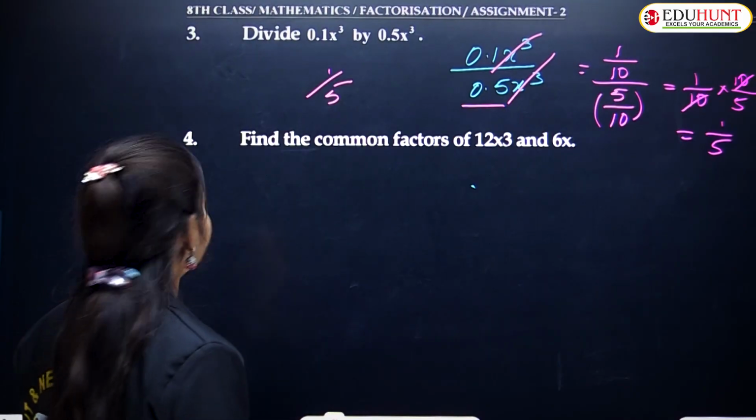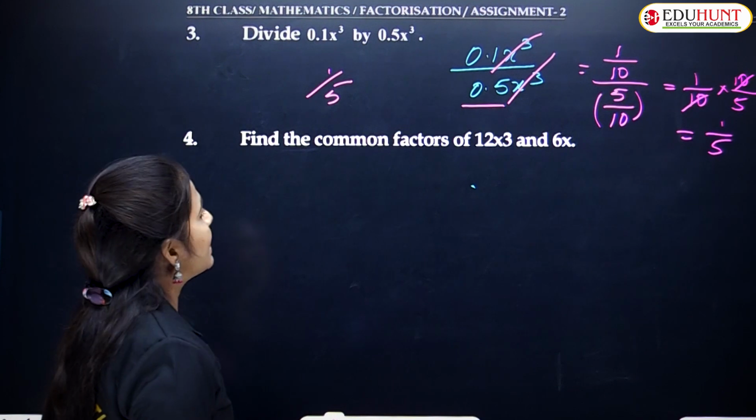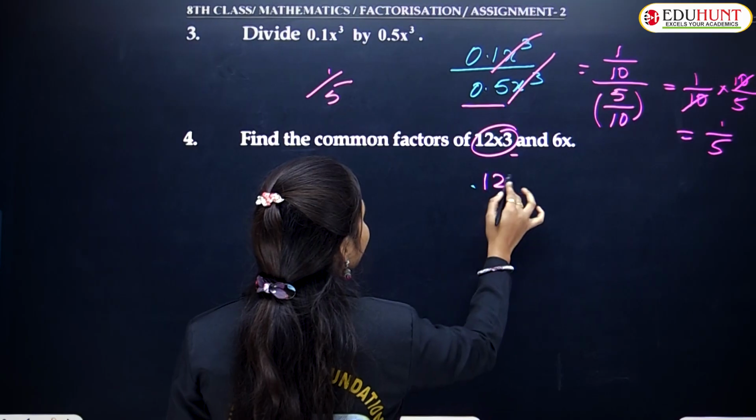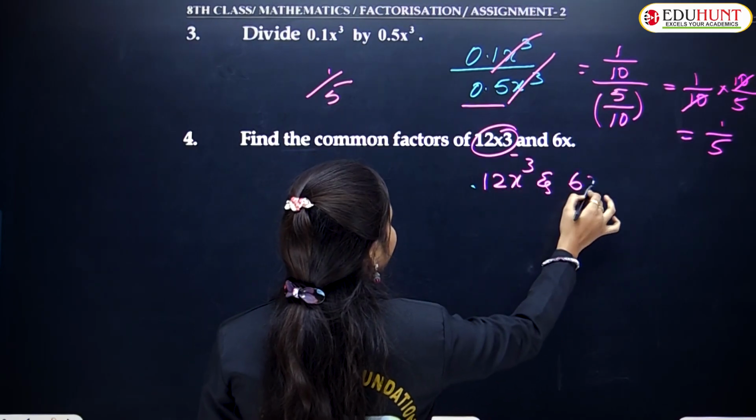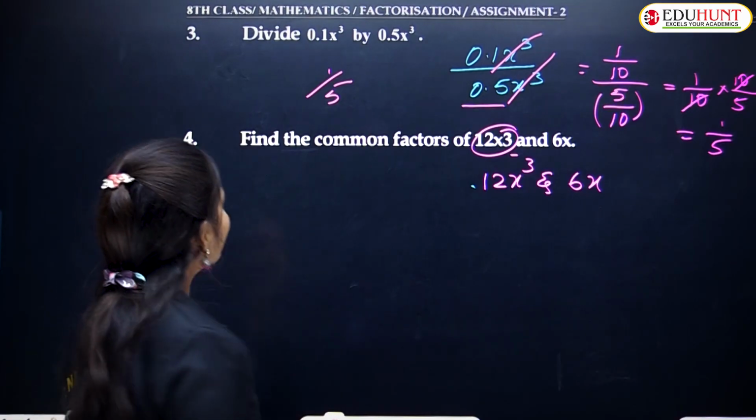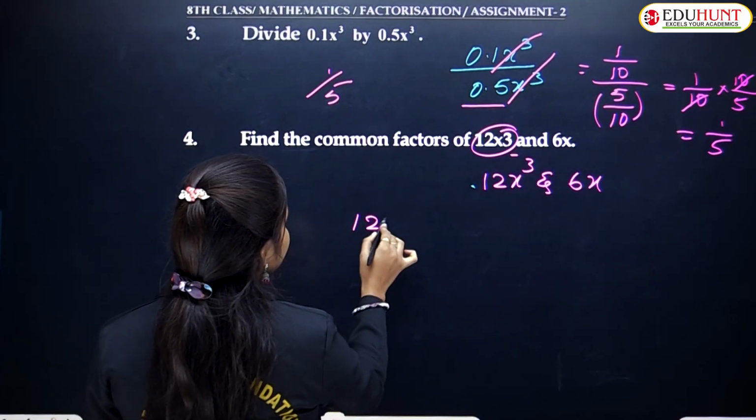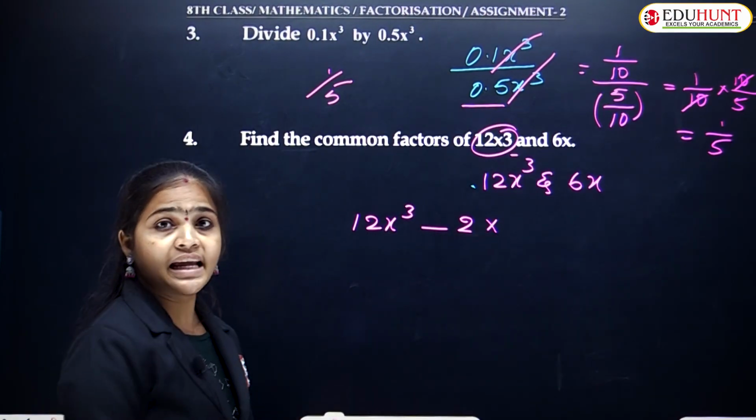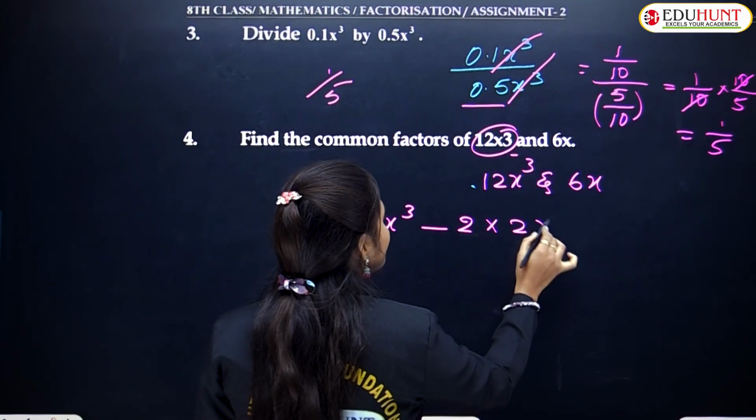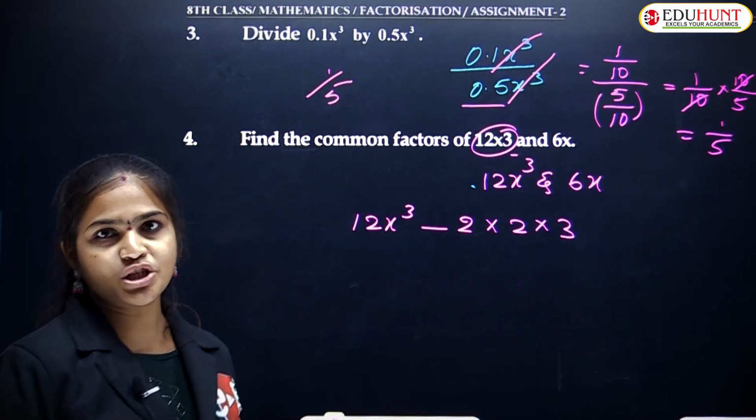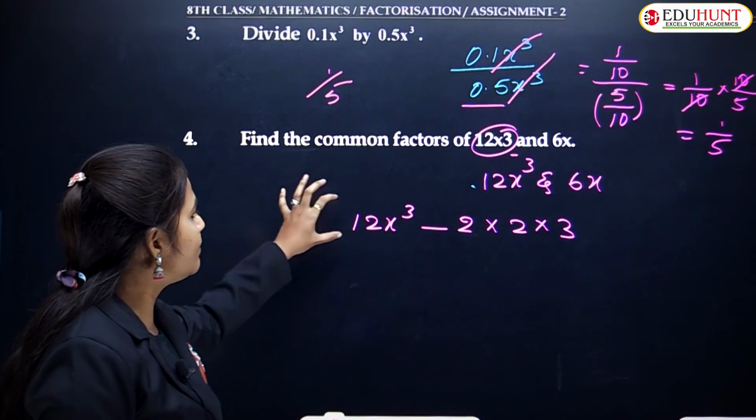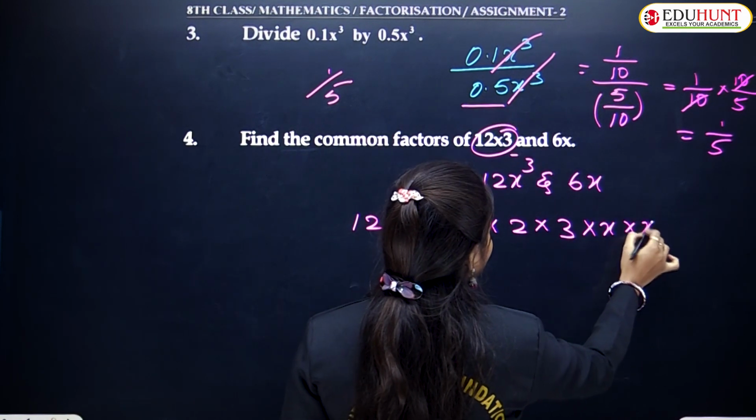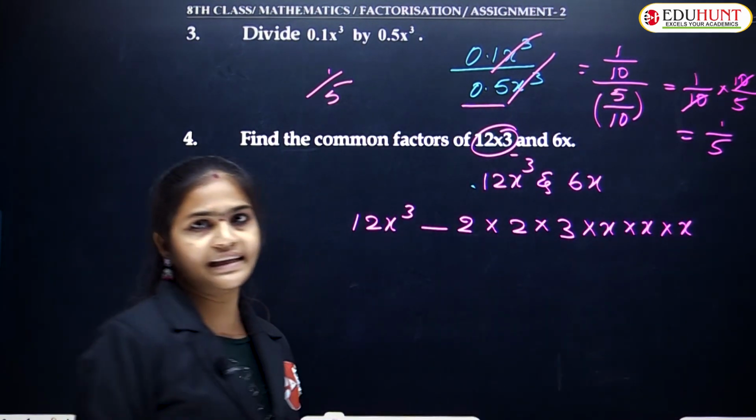Next, the fourth question. Find the common factors of 12x cube and 6x. How can we find them? 12 we can express as 2 into 6, and 6 as 2 into 3. So the prime factorization of 12 is 2 into 2 into 3. And x cube we can write as x into x into x, x multiplied by itself 3 times.